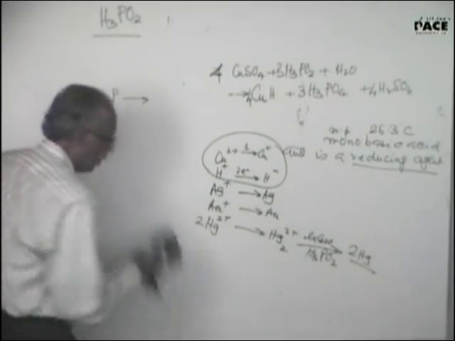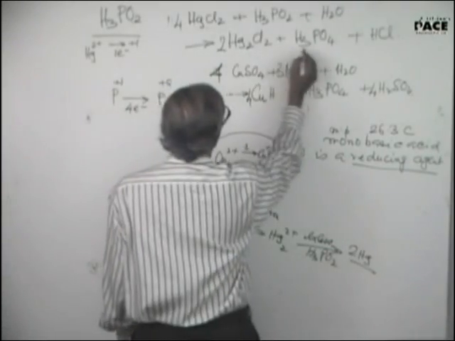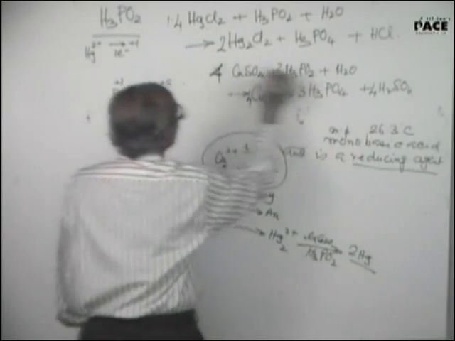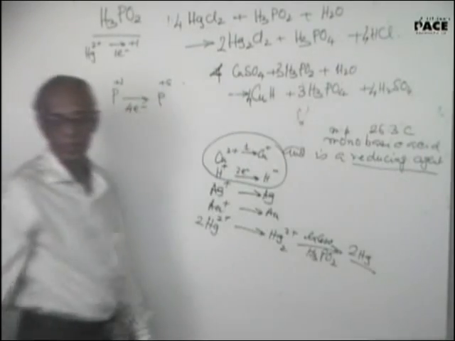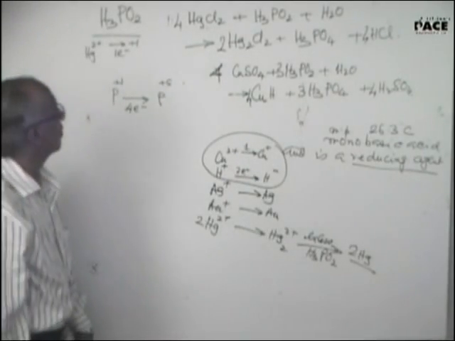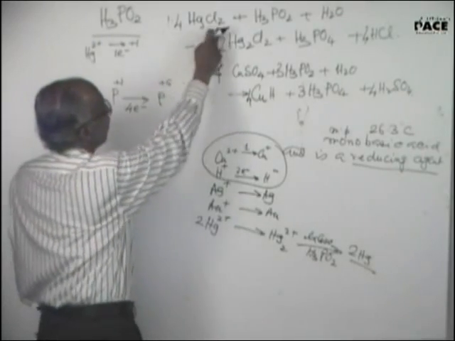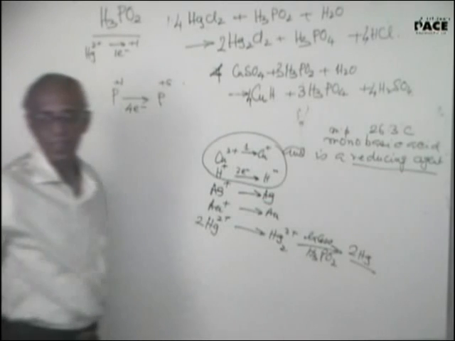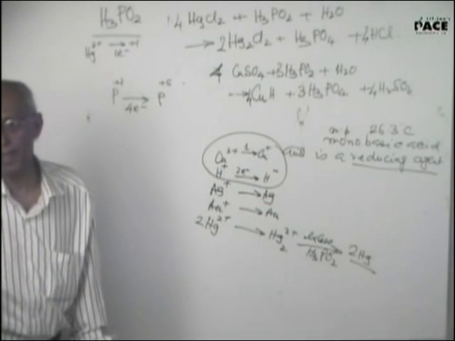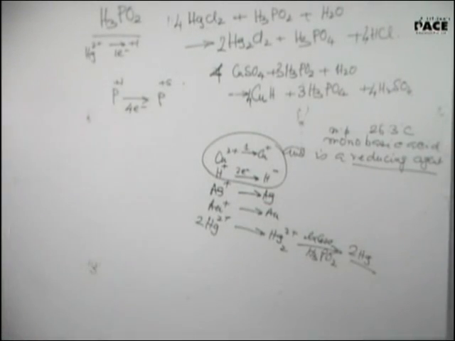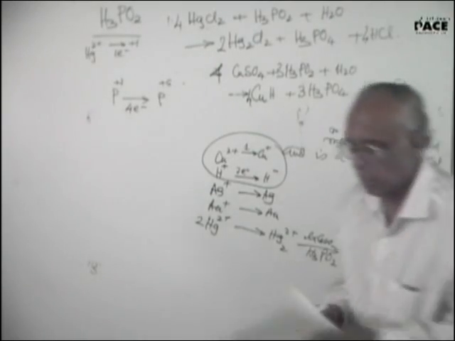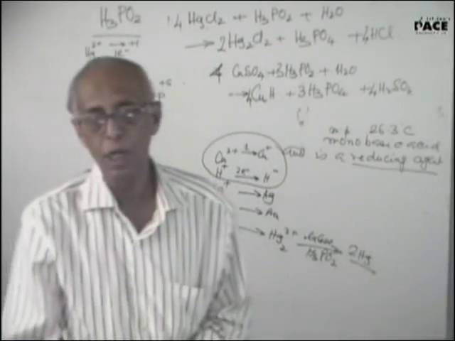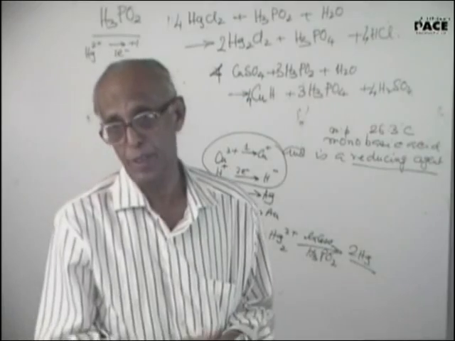Now, mercury chloride, there are 4 chloride. So you will have 4 HCl. Why 5 HCl? Okay. Now we go to, so that's all about the oxy acids of phosphorus.